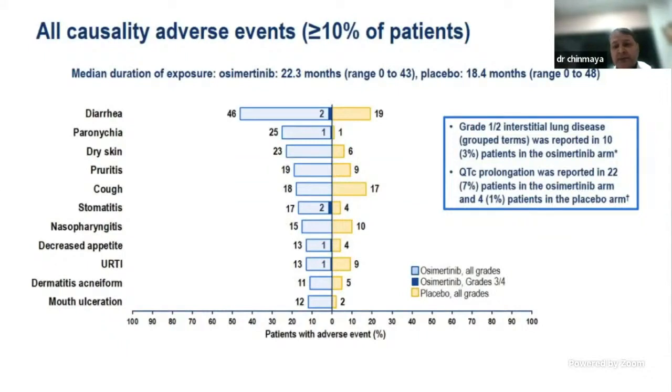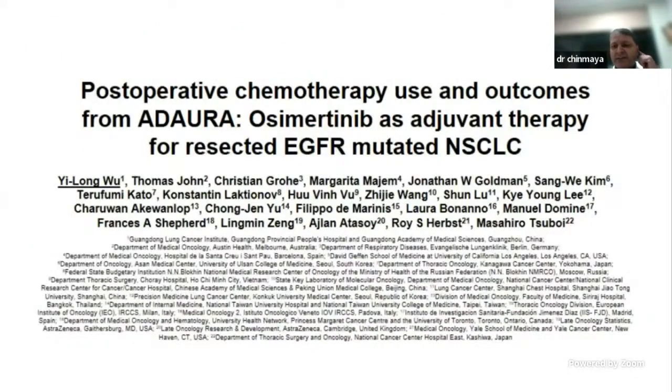But the problem which is life-threatening is maybe a QT prolongation and maybe interstitial lung disease, which is very rare, but you need to be very stringent. The grade 3 and grade 4 problems happen in stomatitis and also in diarrhea. These two components have grade 3 and grade 4 problems, and we need to manage them. The median duration of osimertinib is 22.3 months, and we know this as a class effect, what we have done in the metastatic setting.